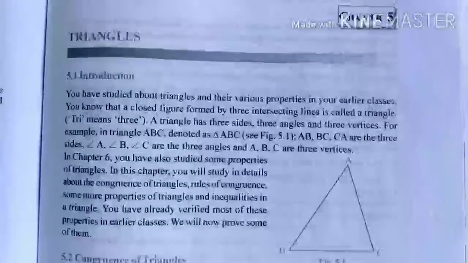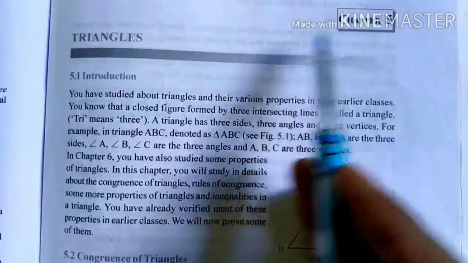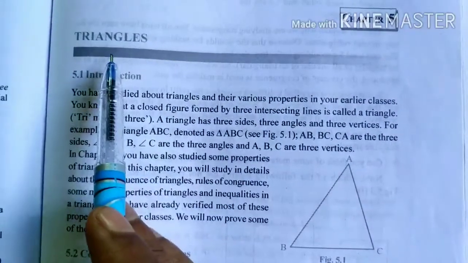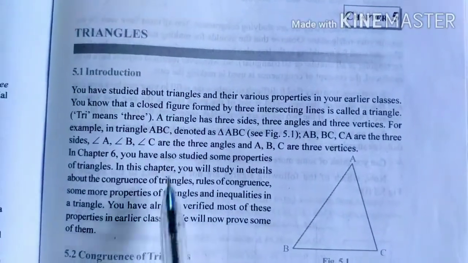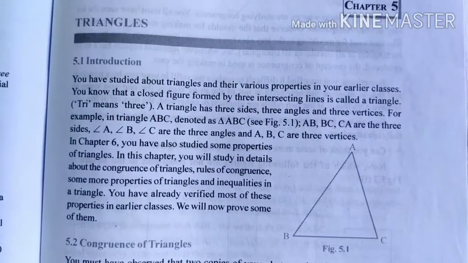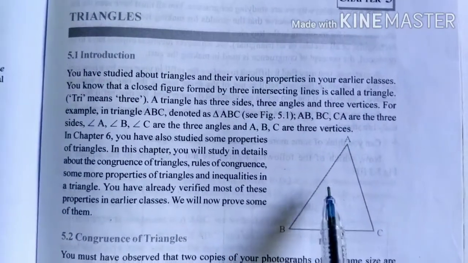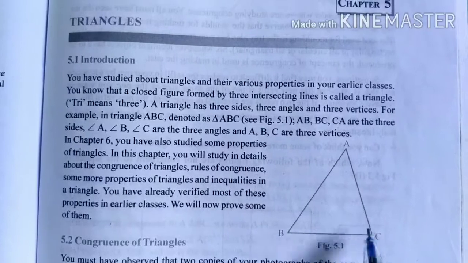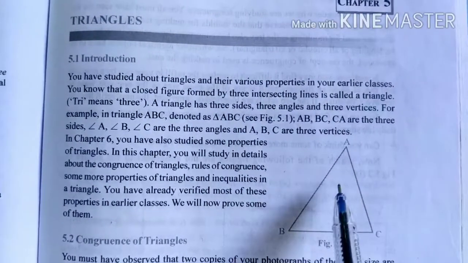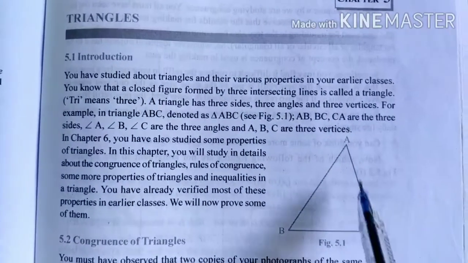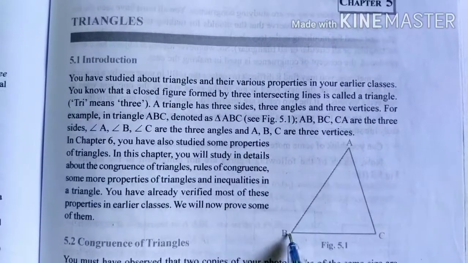Hi students, today we shall discuss chapter 5, that is triangles. Before going to the actual concept of this chapter, let us discuss the triangle. A triangle means a shape with three sides in a plane. It has three vertices.